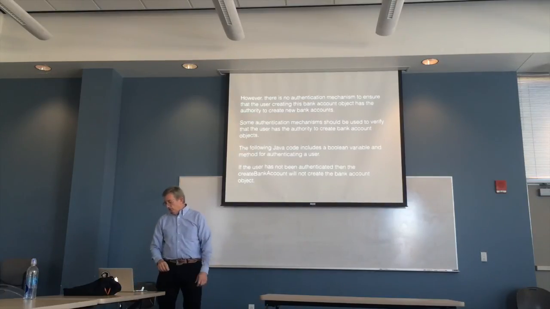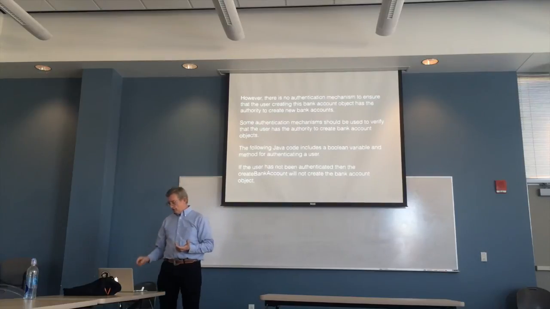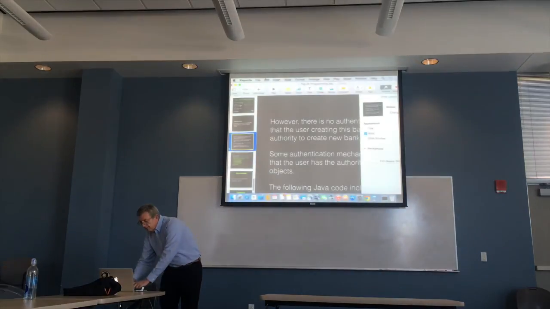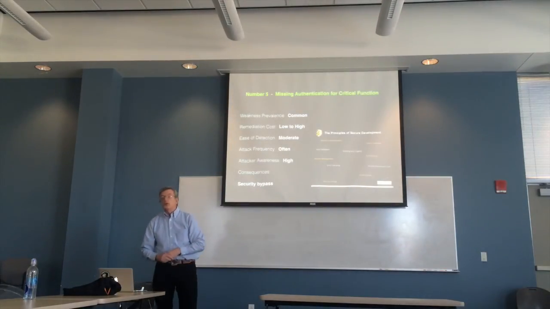So in that code that we just looked at, the following Java code includes a Boolean variable and method for authenticating the user. If the user has not been authenticated, then the create bank account will not create the bank account object. But what will it do? If it doesn't create that, then it's going to create or allow an attacker to create something else, something that may be completely out of your control.